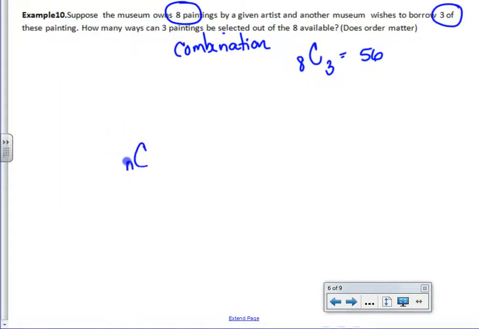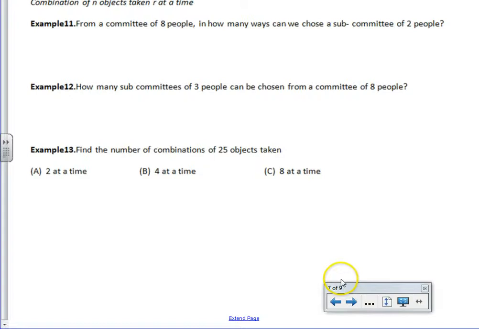nCr is also written as parentheses n over r, like this, kind of goofy. Its formula is n factorial, which starts the same. And then this time it's got an extra thing in the denominator. Because your ordering doesn't matter, you want to eliminate the double counting of the same groups that you've just rearranged, so you have to divide by r factorial. So that's the formula if you want to do it by hand, but I will never make you do that.